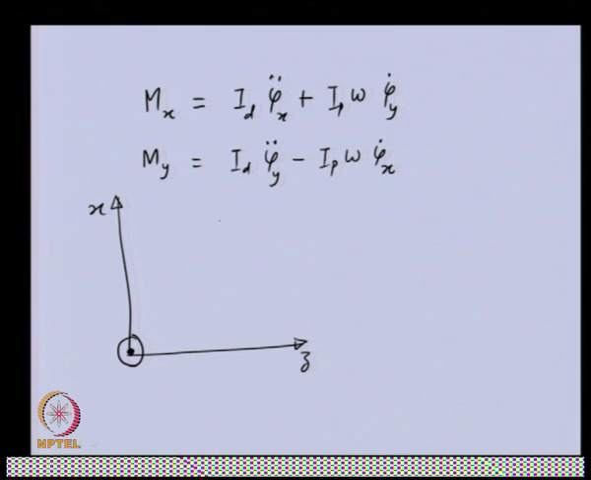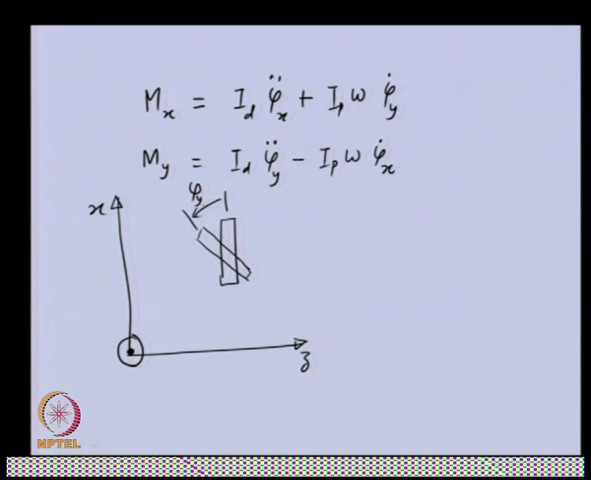Our disc is somewhere here, and it is having tilting according to the positive convention, that is, about the y axis, because the y axis is perpendicular to the screen and outside the screen. So, according to the right hand screw rule, this particular direction will be positive.